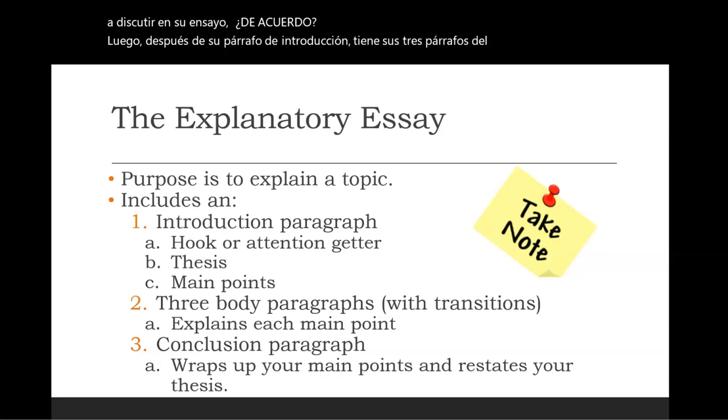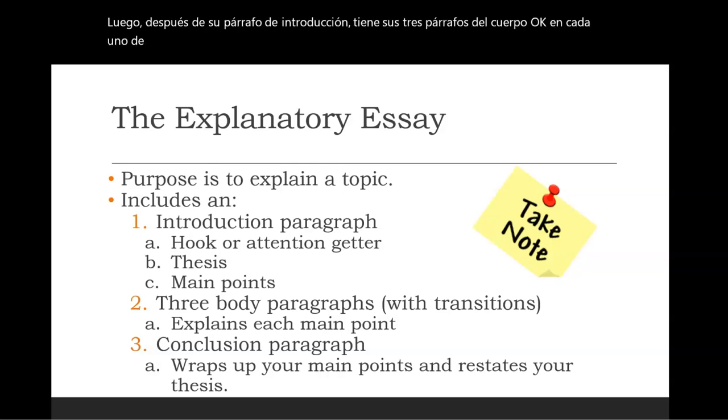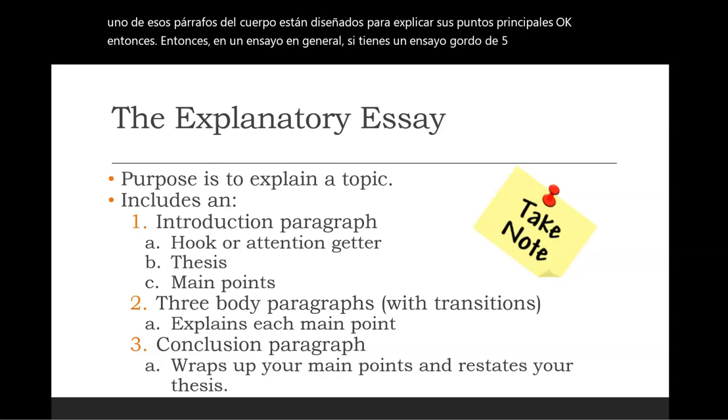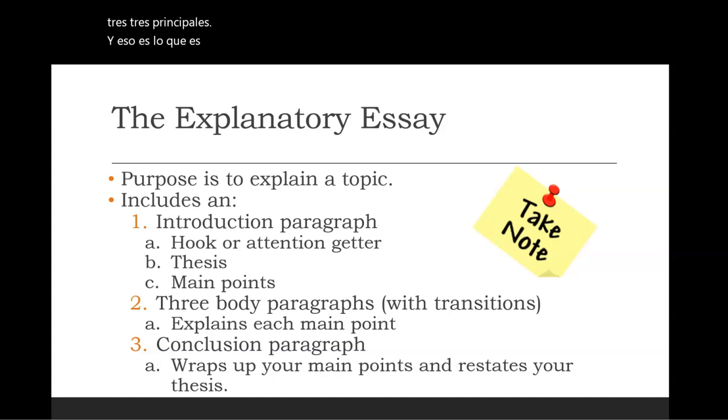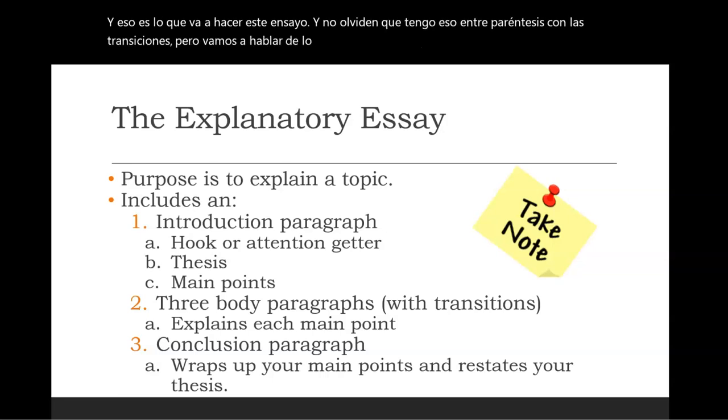And each one of those body paragraphs is designed to explain your main points, okay? And so in an essay, generally, if you have a 5-paragraph essay, you have 3 body paragraphs, which means you're giving 3 examples or 3 main ideas or 3 main points, okay? And so that's what this essay is going to do. And don't forget, I have that in parentheses with transitions. But we're going to talk about what goes into the body paragraphs, okay?